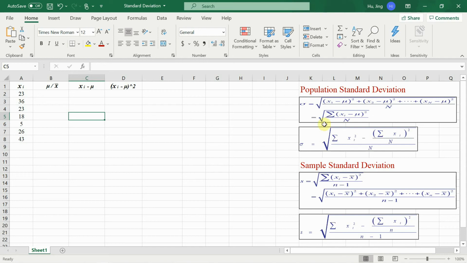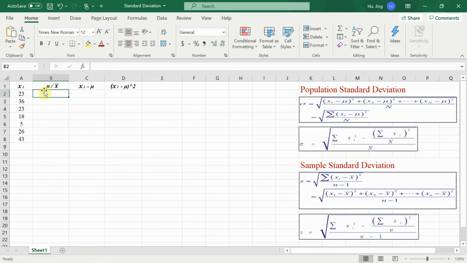Let's talk about population standard deviation and sample standard deviation. First, we do it step by step based on the formula. Then we apply the Excel functions. So first, let's get the mean.